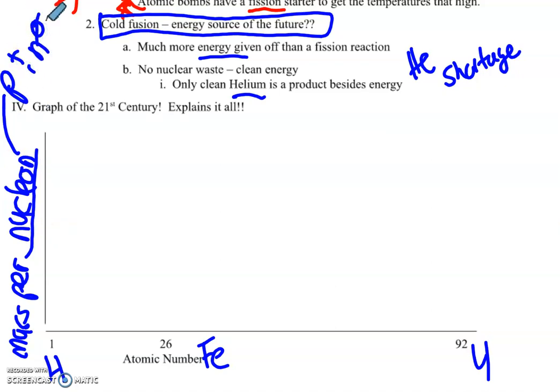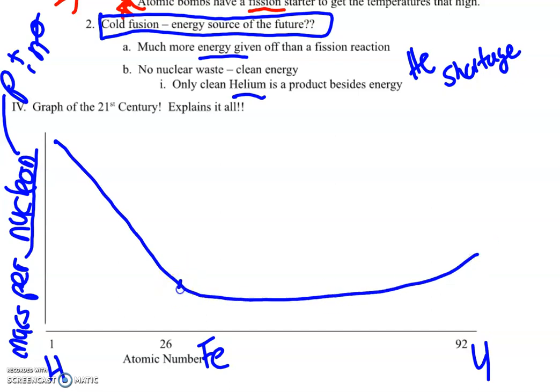So here's the graph we're going to draw. You're going down towards iron, and then once you hit iron, you kind of level out and then start coming up again by uranium. So here's our point of inflection, our POI.